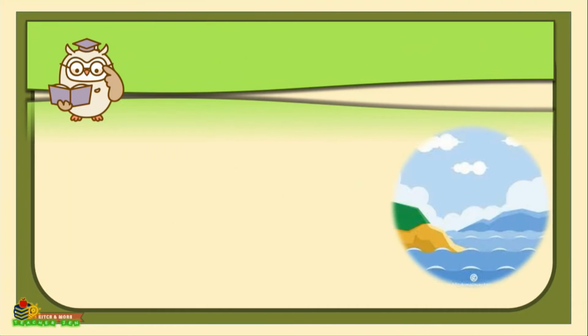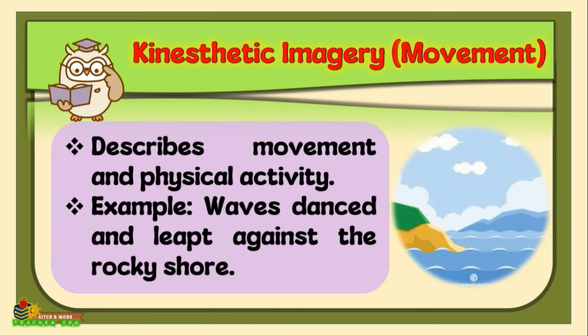Then we have kinesthetic imagery or the sense of movement. It describes movement and physical activity. For example, waves danced and leapt against the rocky shore. Kinesthetic imagery brings action to life. It helps us feel movement like running, flying, or the waves dancing. It adds energy and grace to poetry.